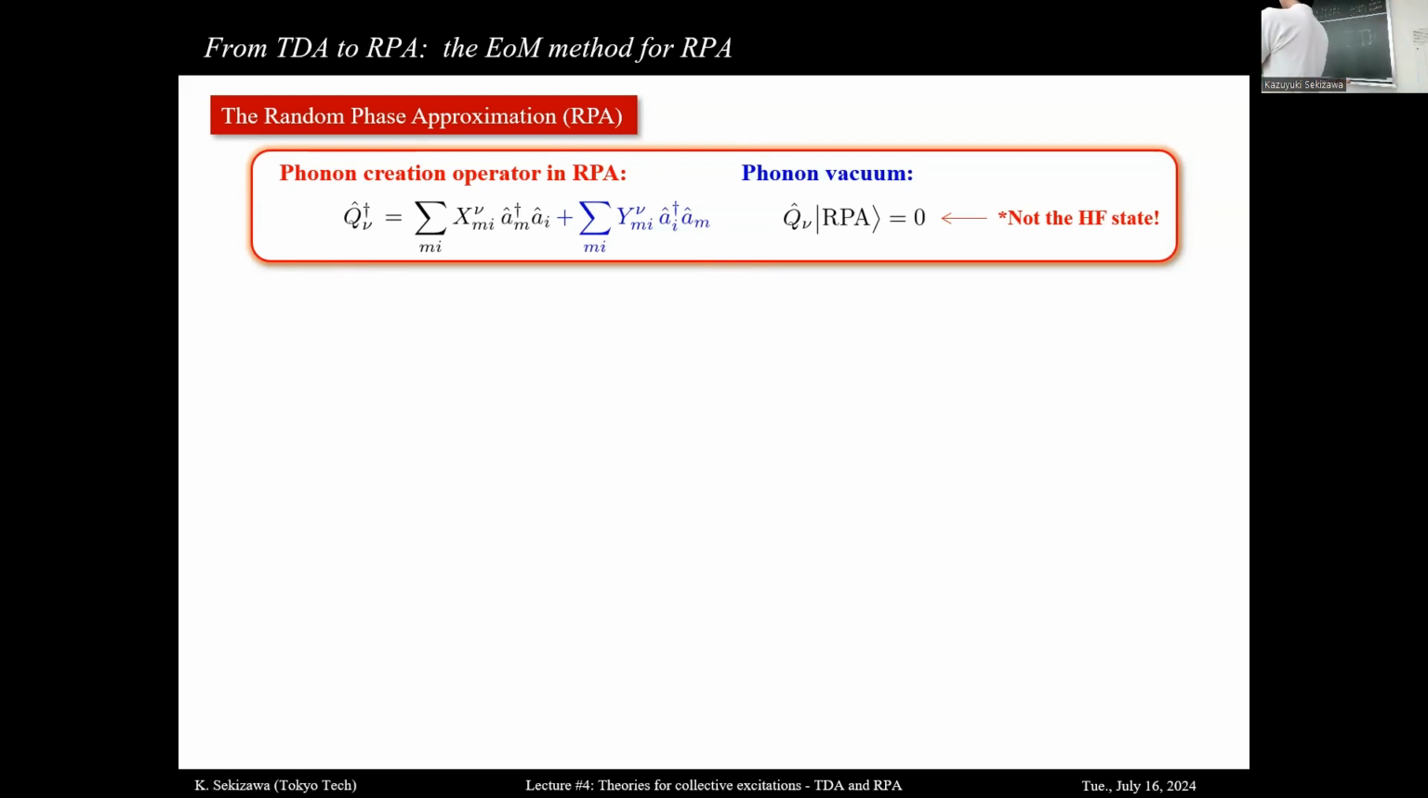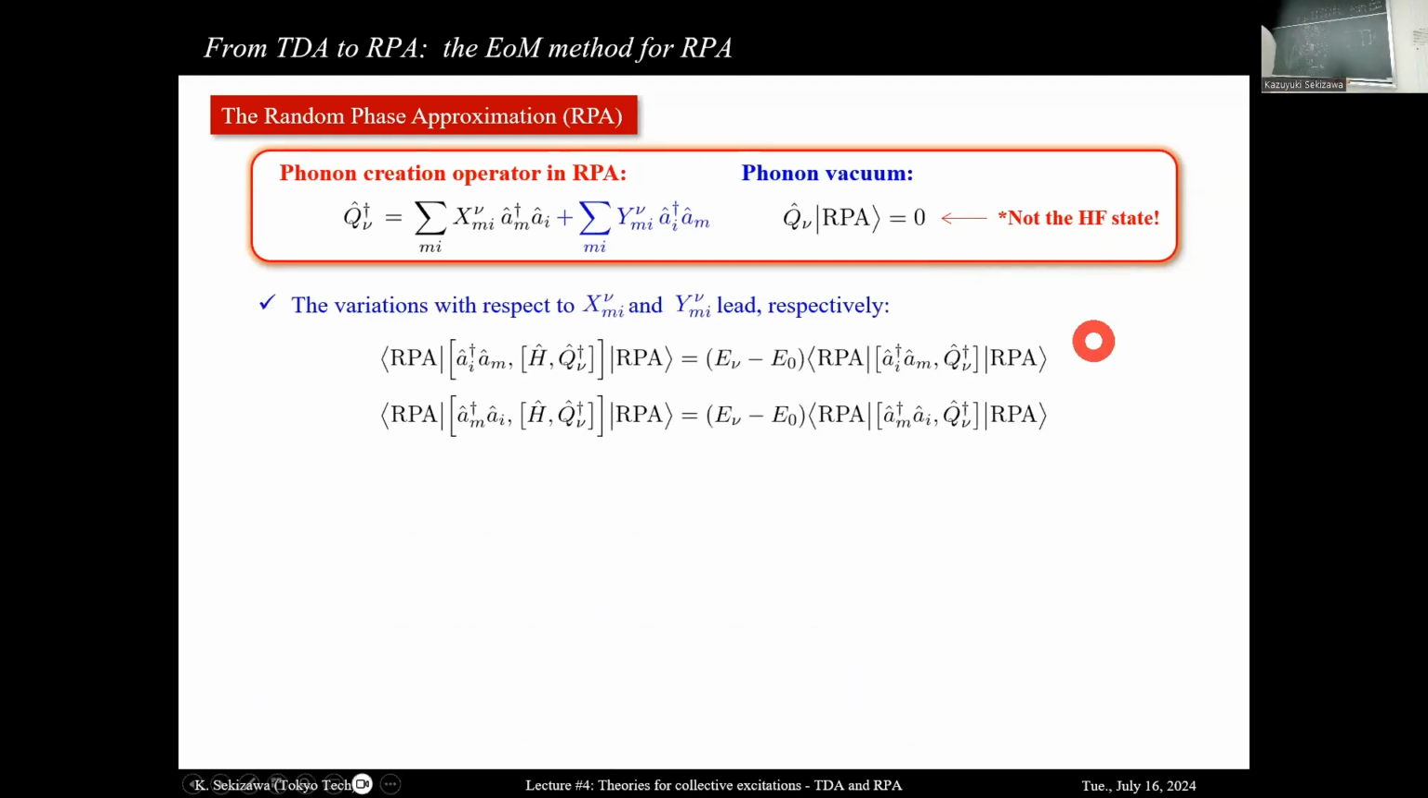And in this equation of motion method, what we require is the phonon vacuum, so that the operation of Q on it becomes 0. This is the RPA state, not the Hartree-Fock state. This is one point. In the case of the Tamm-Dancoff approximation, we use the Hartree-Fock state as the phonon vacuum, or ground state. But in this case, we introduce a somewhat different state, which is different from the Hartree-Fock state.